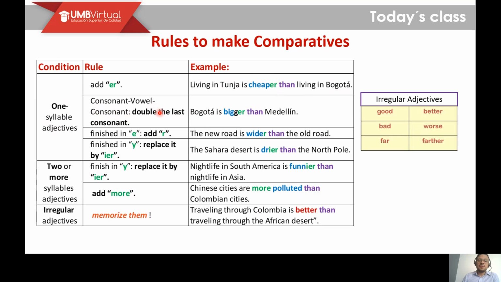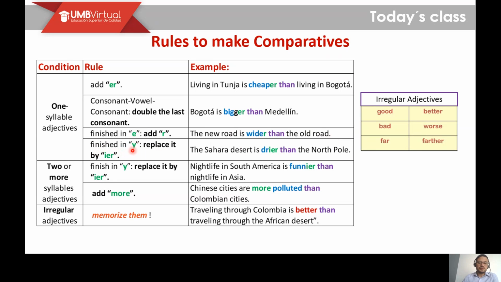But in the case of the adjective that is consonant plus vowel plus consonant, like for example big, consonant, vowel, consonant, we are going to duplicate the last consonant and add er. That's it. And for those adjectives that finish in E, we are just adding the R. Si ya tenemos una E, pues solamente agregamos R. The new road is wider than the old road.